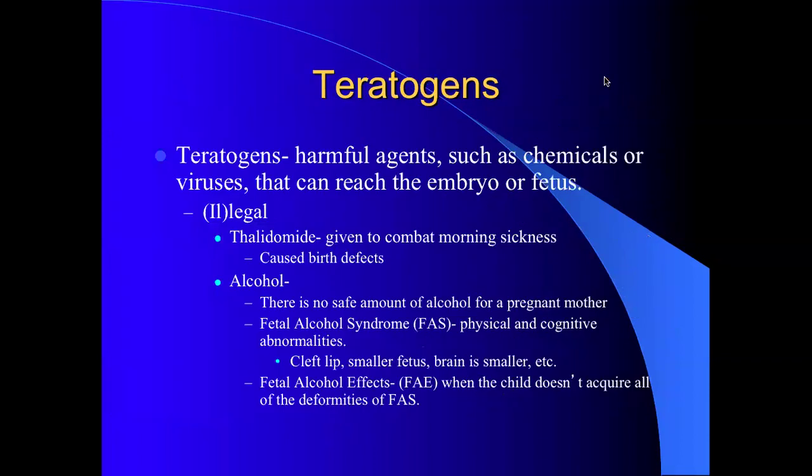Now, let's talk about teratogens. Teratogens are harmful agents that can pass the blood-brain barrier and affect the development of the child. And there are all kinds of teratogens. It's any harmful agent. They could be legal or illegal. In this case, I put illegal in parentheses, because technically they're legal, but they still cause damage to the child. So let's talk about thalidomide.